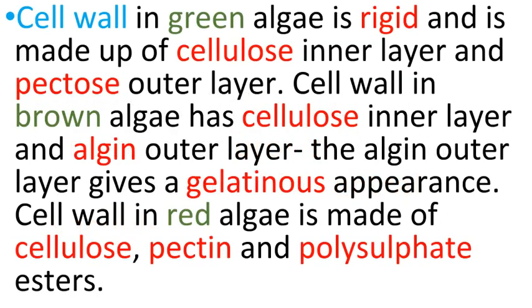Cell wall in green algae is rigid and is made up of cellulose inner layer and pectose outer layer. Cell wall in brown algae has cellulose inner layer and algin outer layer. The algin outer layer gives a gelatinous appearance. Cell wall in red algae is made of cellulose, pectin and polysulfate esters.